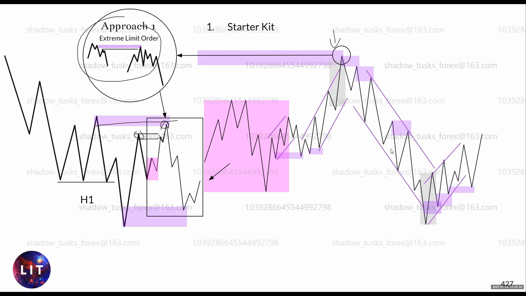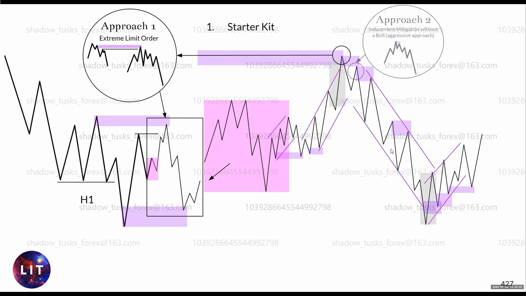Okay, then the next thing we look for is approach number two. So aggressive one, if we didn't have a break of structure, again, this would be the real break of structure in here. We never had that, again, price just giving a pullback in here, but that's the aggressive one with the mitigation of the extreme.